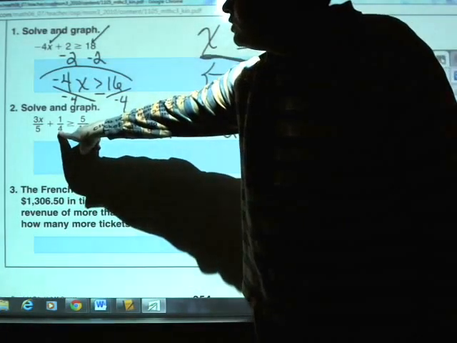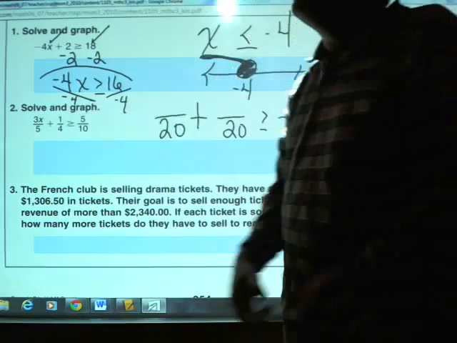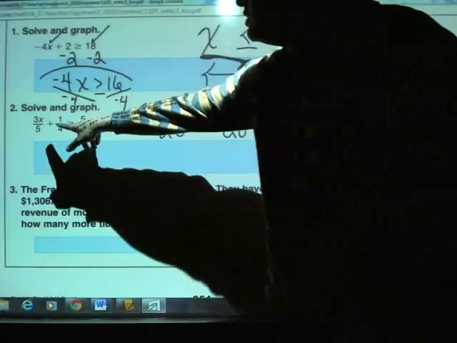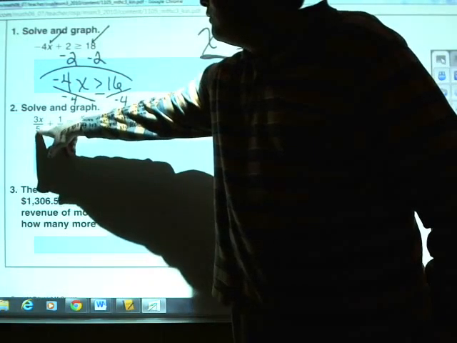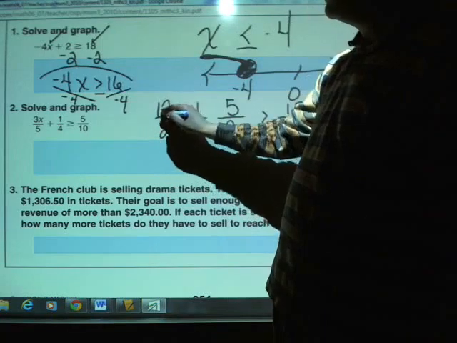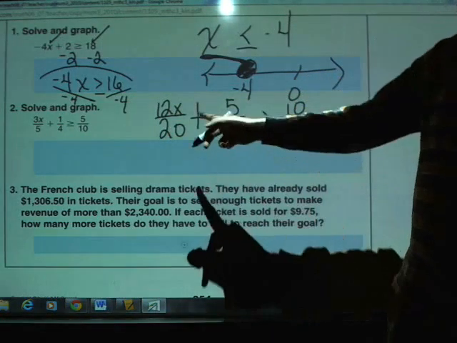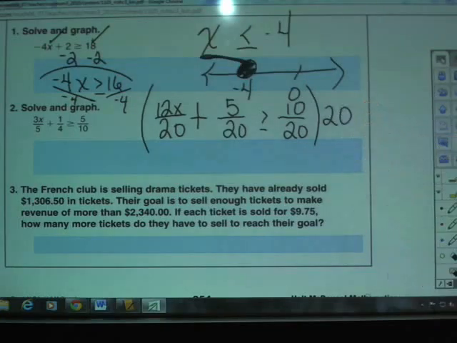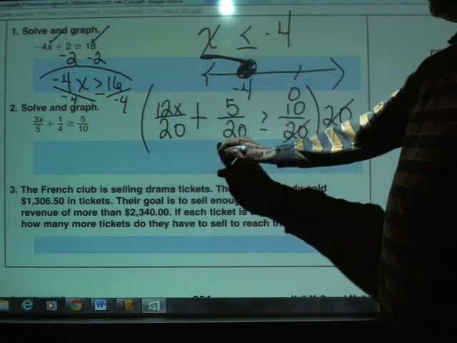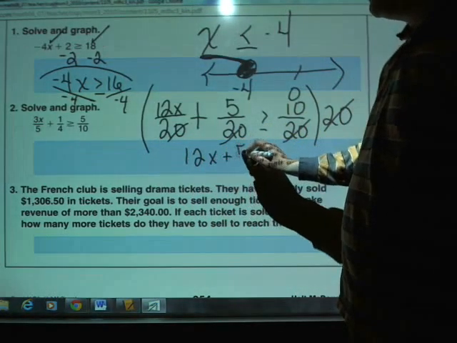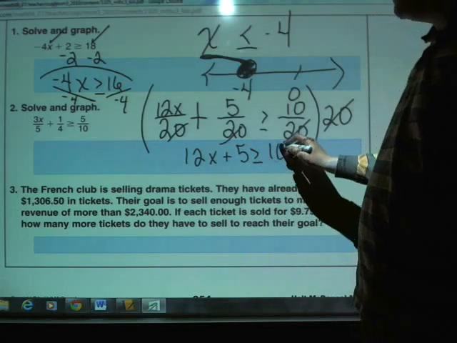To change 4 into 20 means I'm multiplying by 5, so I'm going to multiply the top by 5 as well, 5 over 20. To change 5 into 20, I'm multiplying by 4. To change 3 then, I'm multiplying it by 4, and it becomes 12x. Since my common denominator is 20, I'm going to go ahead and multiply the whole line by 20. When I multiply the whole line by 20, that cancels it out with all my denominators, and I'm left with 12x plus 5 is greater than or equal to 10.